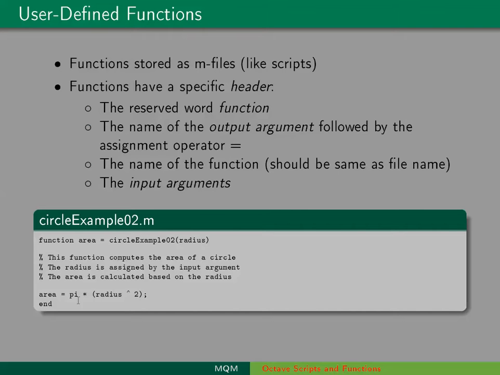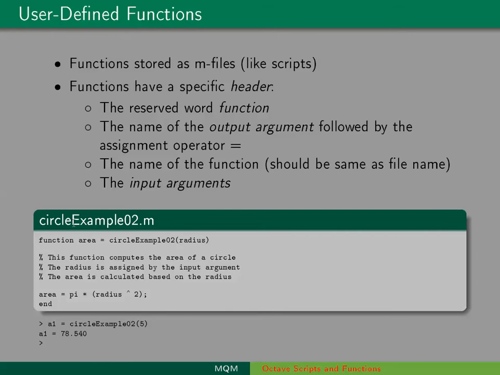So then we perform the calculations, so we evaluate this expression. We calculate the area as a function of the radius that was an input argument, and then we assign that value to the output argument, to area. So we assign this value to the variable area, and then when the function ends, it will return the value of that variable, the value of the output argument.